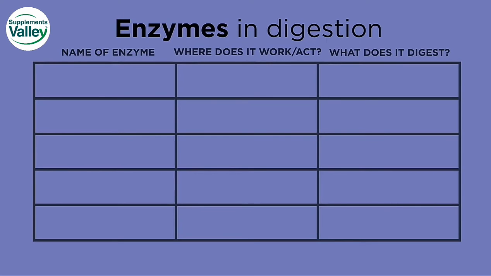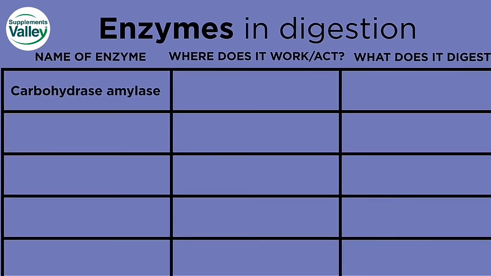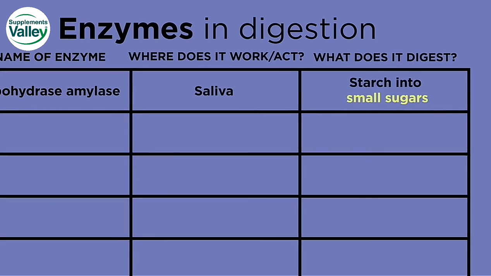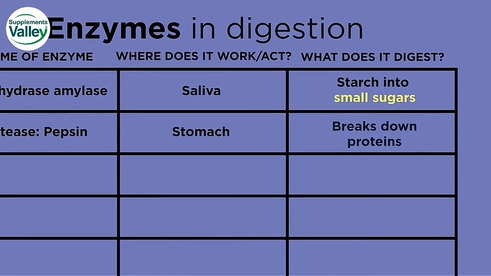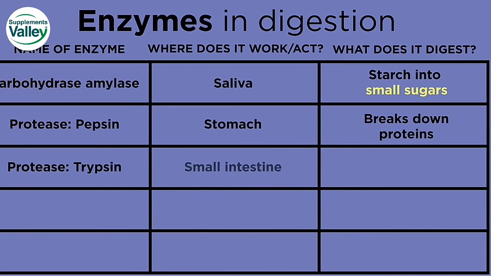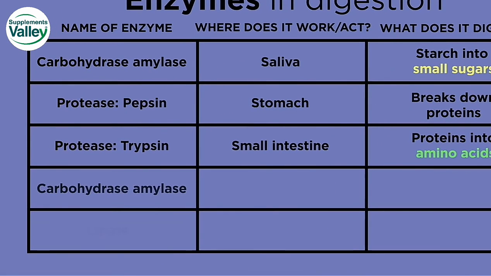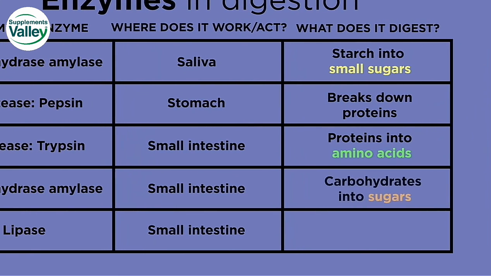So, to recap, the main enzymes involved in digestion. A carbohydrase called amylase is released in the saliva. This digests starch into smaller sugars. A protease called pepsin digests protein in the stomach. Then a protease called trypsin further digests proteins into amino acids in the small intestine. Amylase and lipase are also released into the small intestine from the pancreas. They digest carbohydrates into sugars and lipids into fatty acids and glycerol.